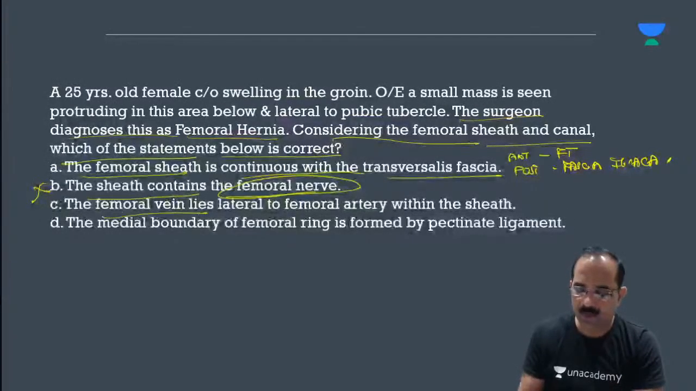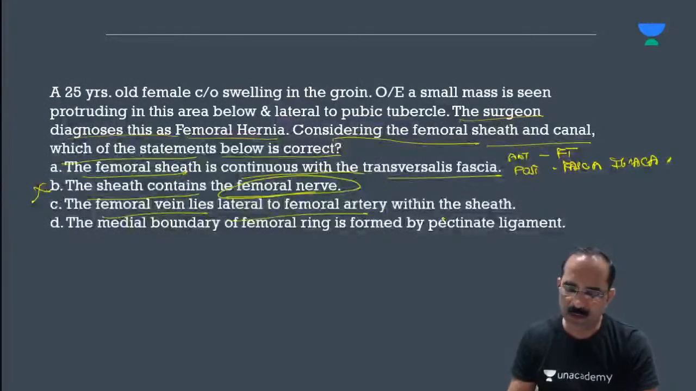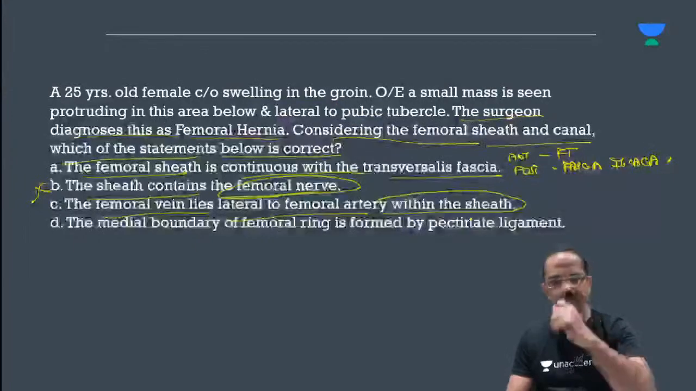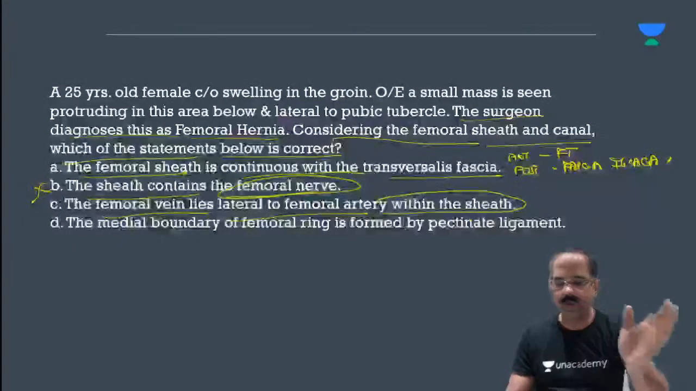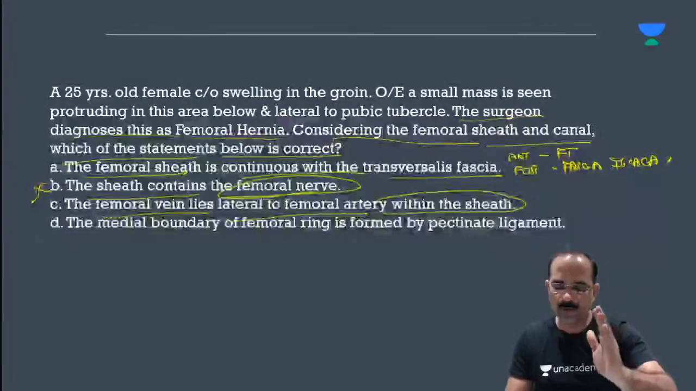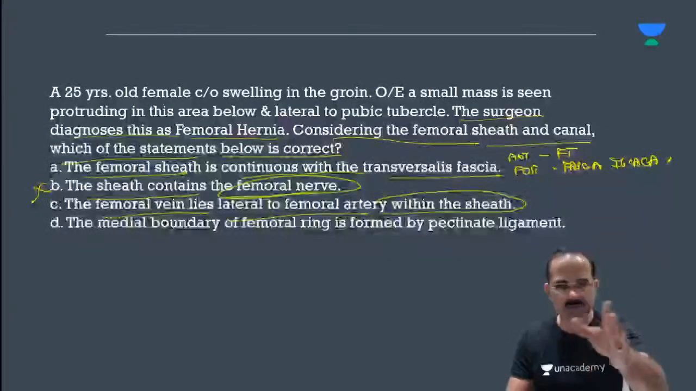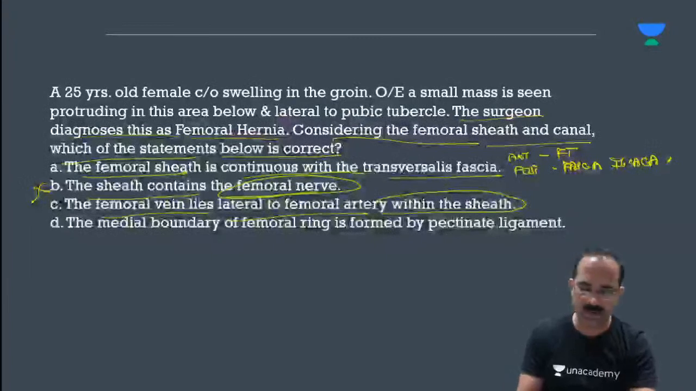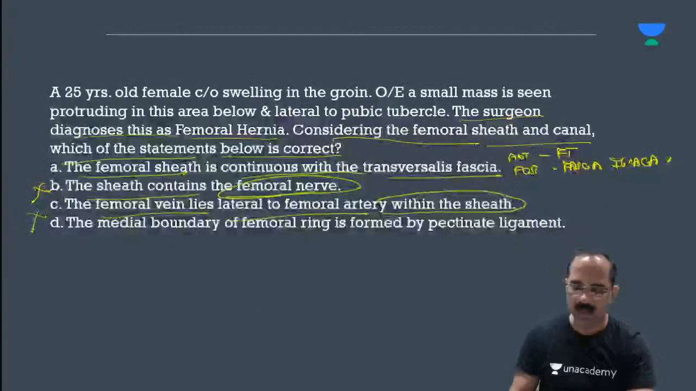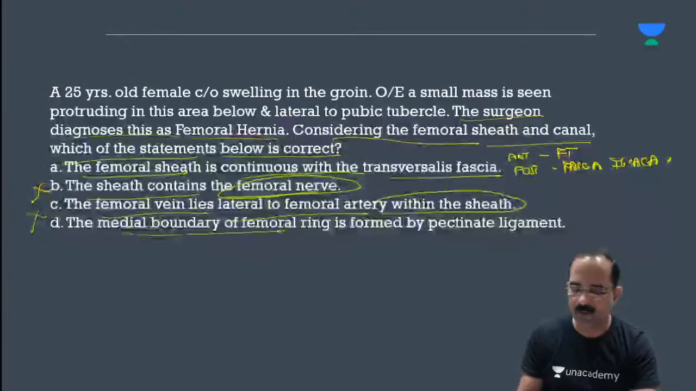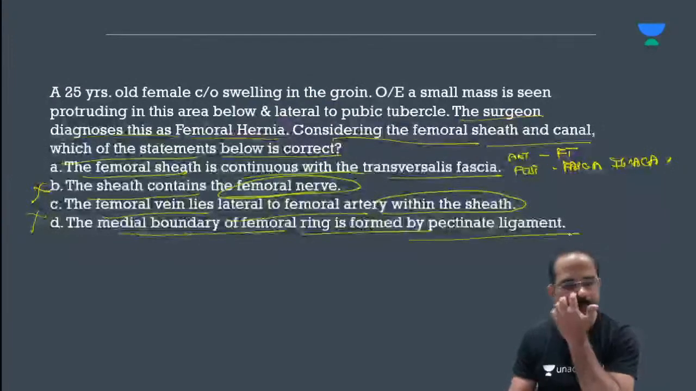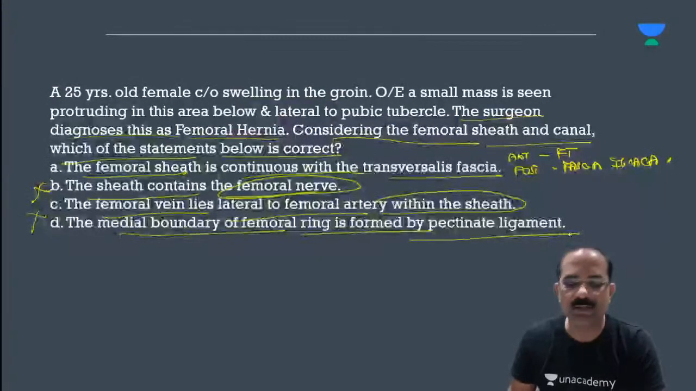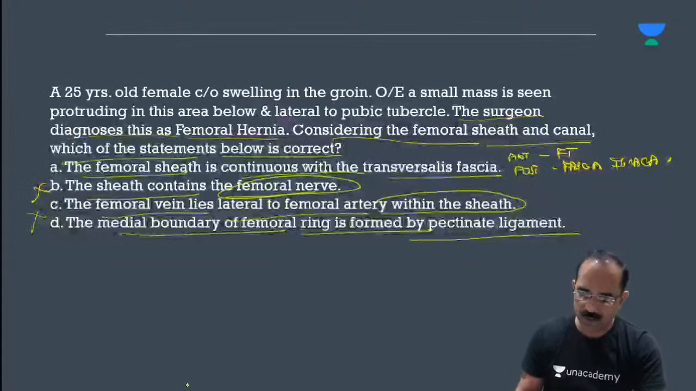The femoral vein lies lateral to the femoral artery within the sheath. What do you say? Correct? No, the vein is medial and the artery is lateral. So this is wrong. The medial boundary of the femoral ring is formed by the pectinate ligament. Yes, that's right.